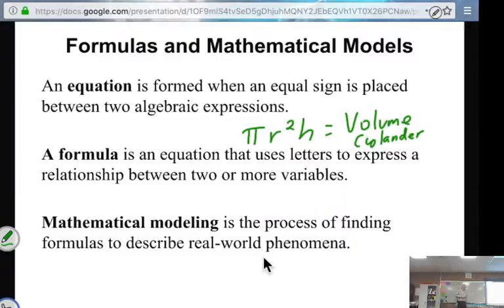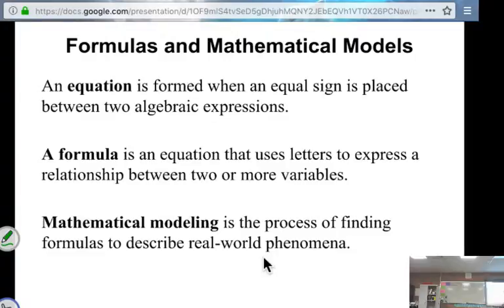So, some things to keep in mind. Mathematical modeling is the process of finding formulas to describe real-world phenomena. In English, story problems. There's a secret here. All math is story problems. All story problems are math. With that, I guarantee someone's right now going, he just lied.